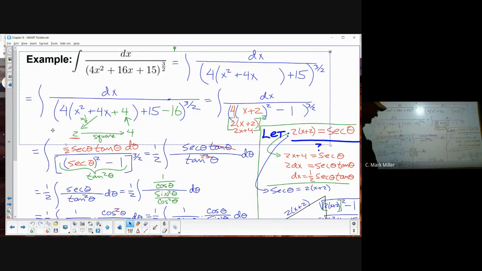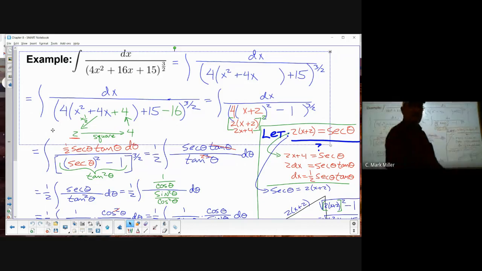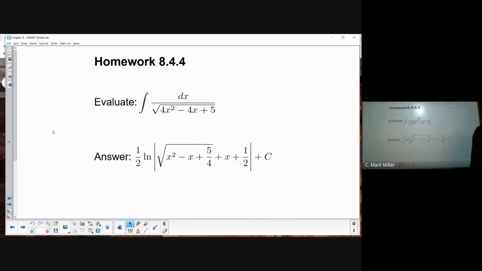Now, the next thing we had here, I didn't click to this slide last time. There's a homework for that, so we'll make that due next time. It is very similar to this one. Here's the answer. So work toward that answer.